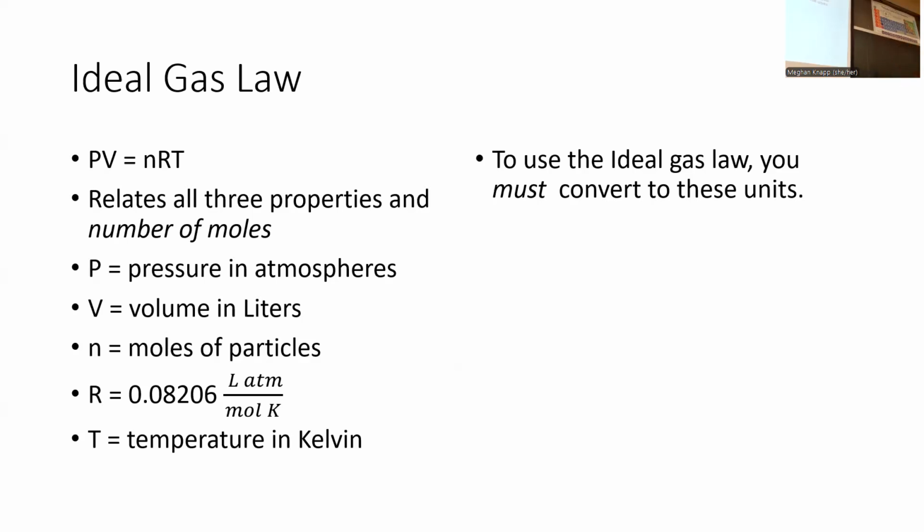R is what we call a constant. In particular, it is the gas constant. It can have different units, but when it has different units, it changes. So when we use the gas constant with these units, liters, atmospheres, moles, and Kelvin, our other variables have to also have those units. So our pressure has to be in atmospheres, our volume has to be in liters, and as we said before, temperature always has to be in Kelvin.